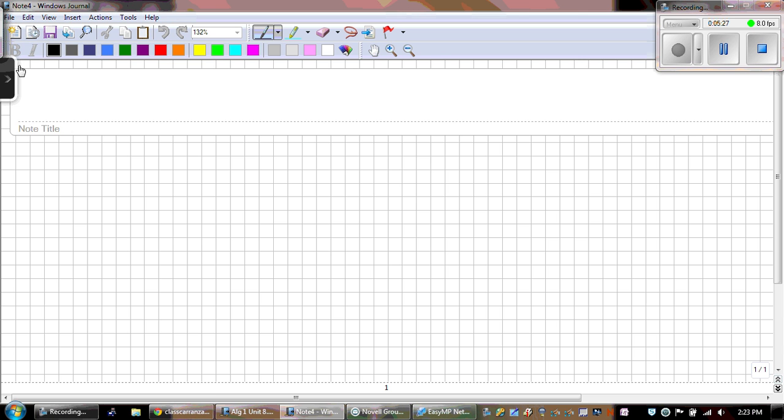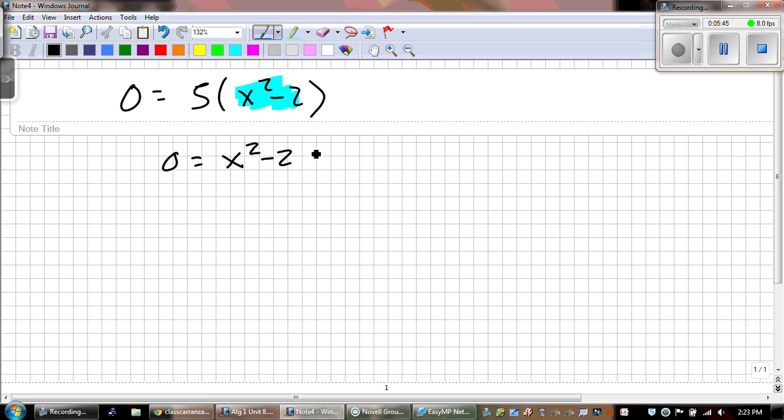Now, our rule says that we had 0 equals 5x squared minus 2, to set everything that has a variable equal to 0. So 0 equals x squared minus 2. How would we solve this?